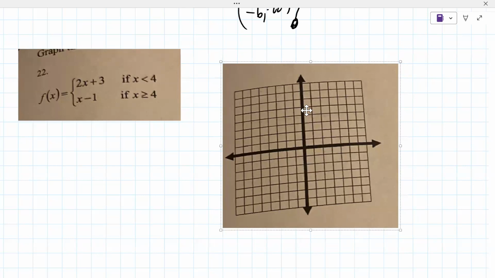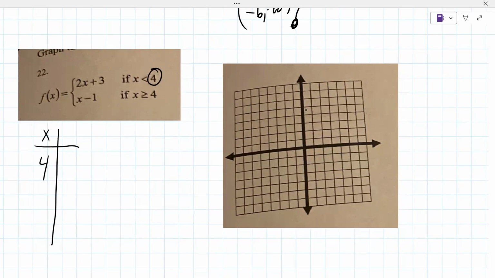Okay, so what I have here for my coordinates for 2x plus 3, x is less than 4, is 0, 3, then -1, 1, -2, -1. For the first one, even though it doesn't fit on the graph, you have to start at 4. Oh, I have to start at 4. You have to start wherever the dividing point is.